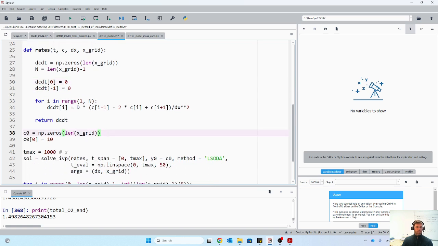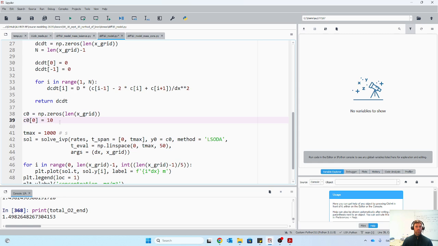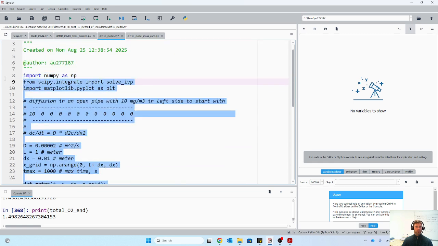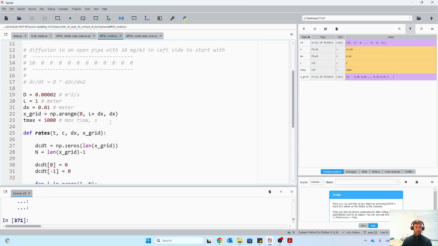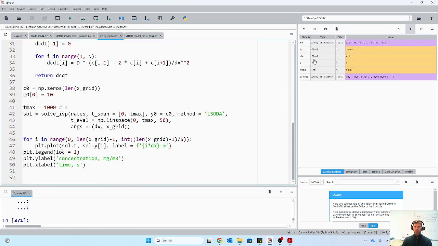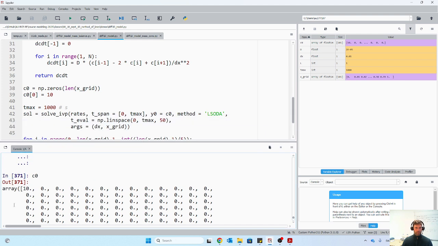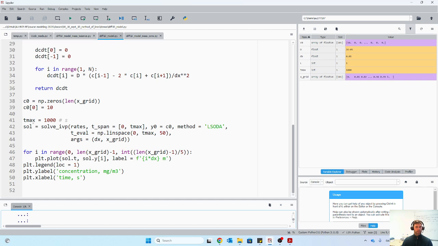All right. Then we made the initial condition array here, and we set the left side, the first index, to 10 as the initial condition. Let's try to run all this to start with. Good. And we can see C0 is now an array with zeros, except at the very left side where we have 10 milligrams per cubic meter.